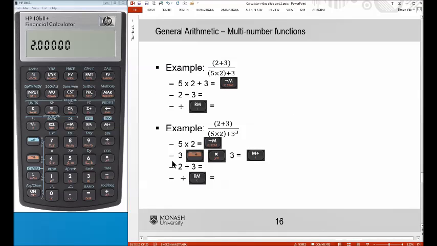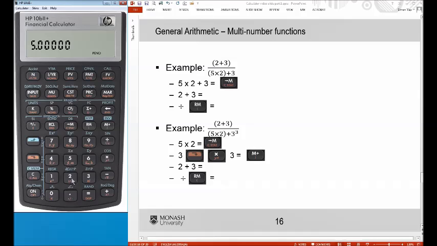Now, let me show you some examples of how we can use the memory key buttons to compute the answer. First, a very simple example. Before we start a new calculation, please remember to clear all the memory. And in this example, we start with the denominator.